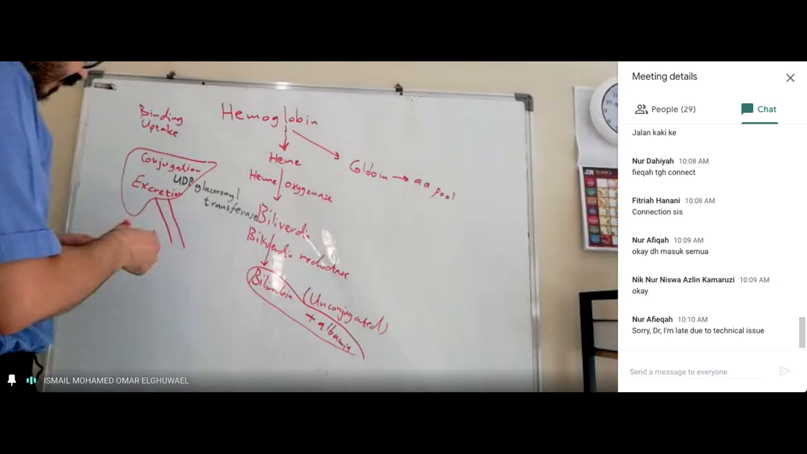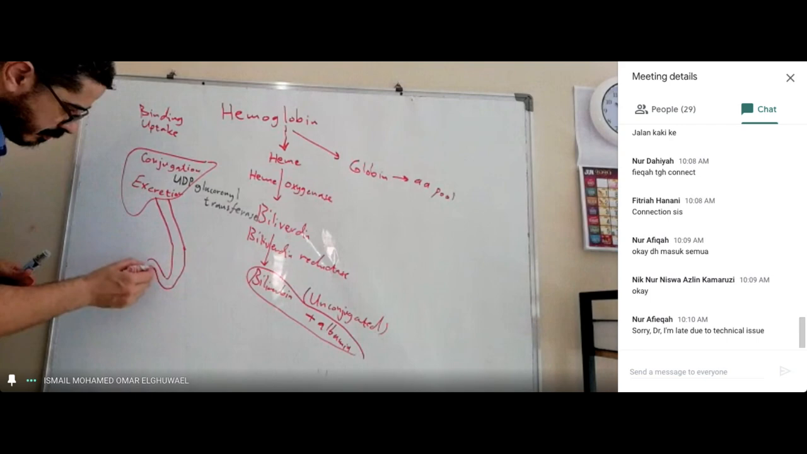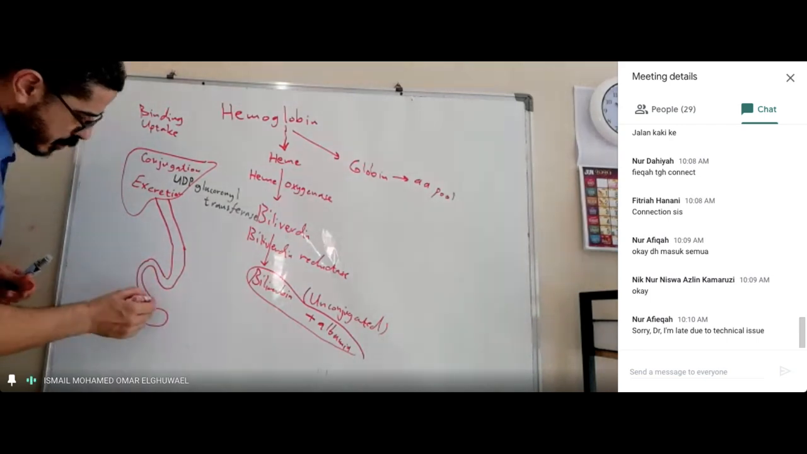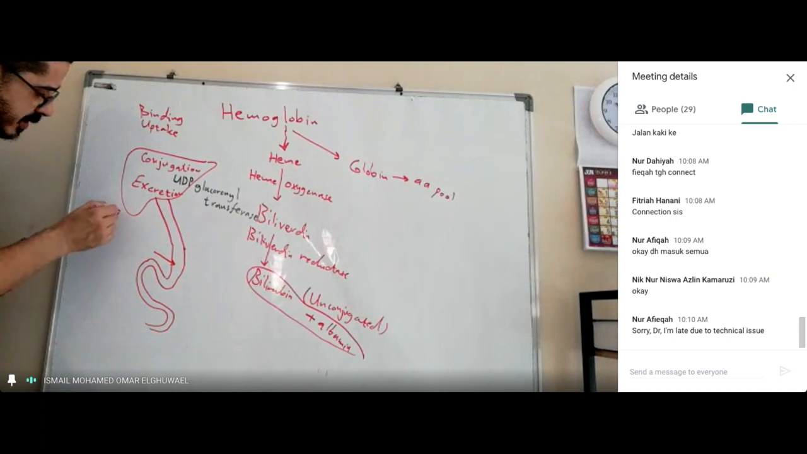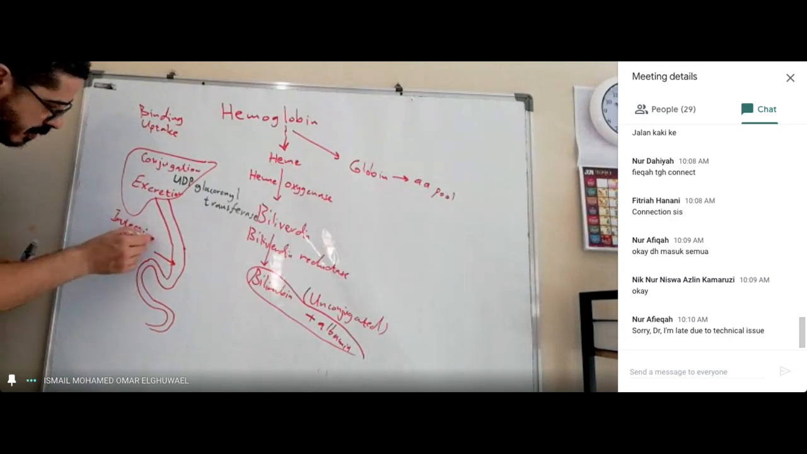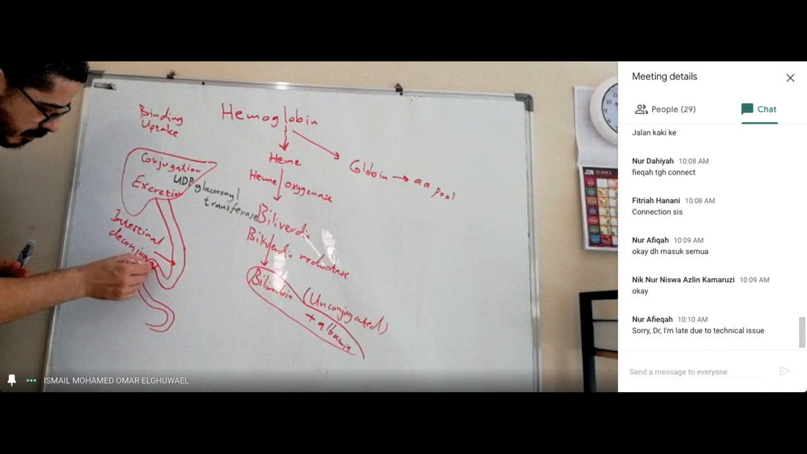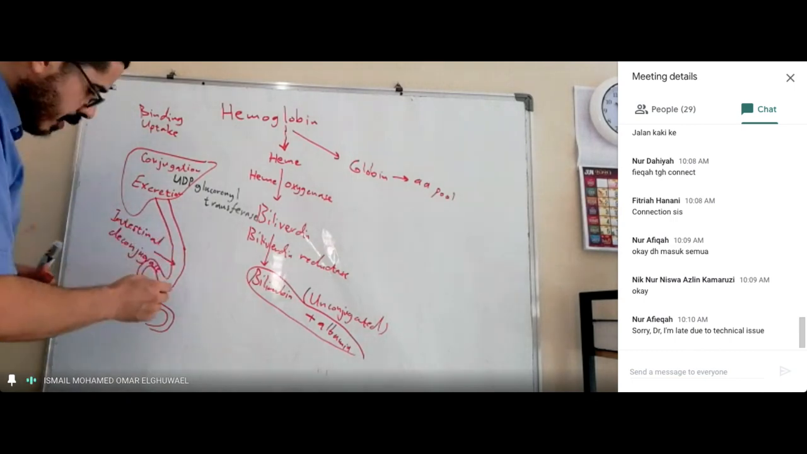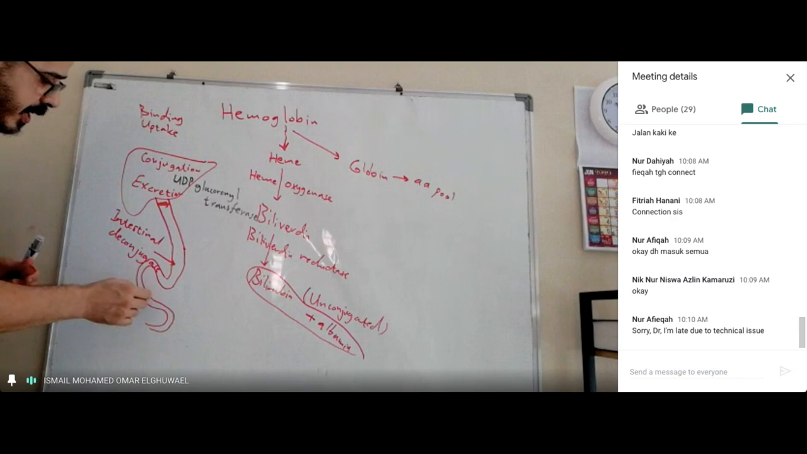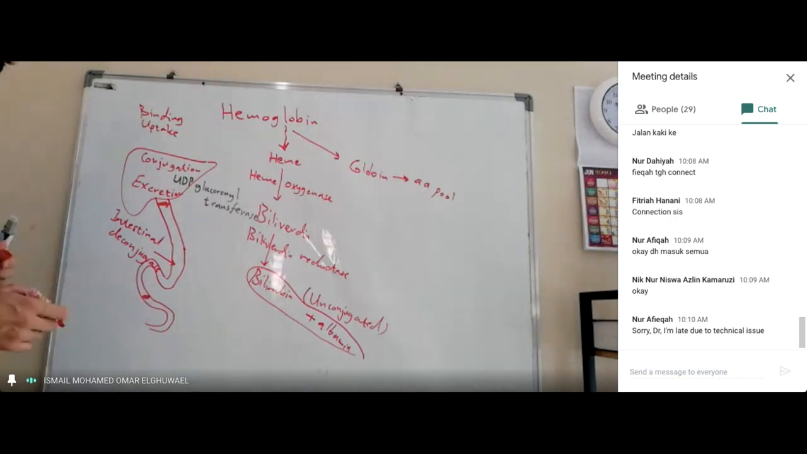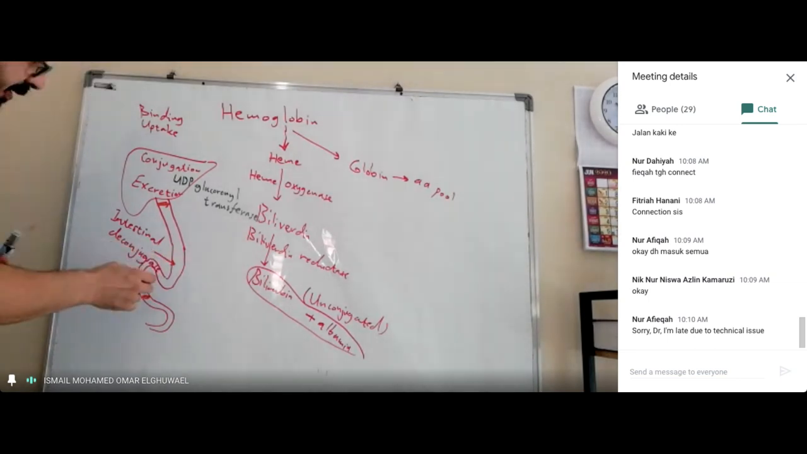After excretion, when it reaches the small intestine, it will not stay conjugated. There is an enzyme, intestinal deconjugase, and this intestinal deconjugase will make bilirubin unconjugated again. So it became conjugated in the liver, but after the intestinal deconjugase, it became unconjugated. The other thing that can cause deconjugation is bacteria. Bacteria also can act and deconjugate bilirubin.